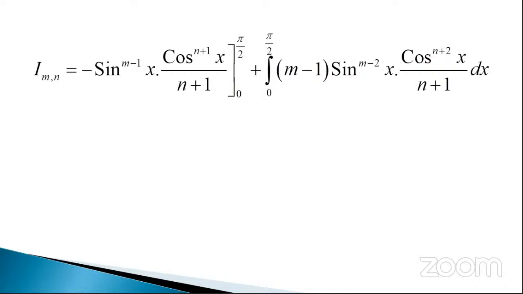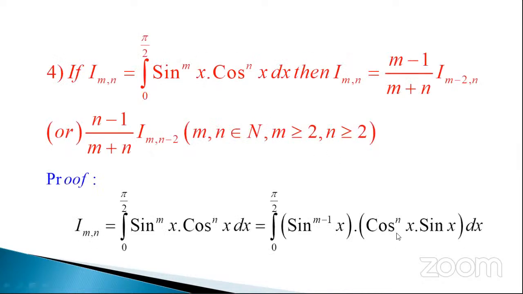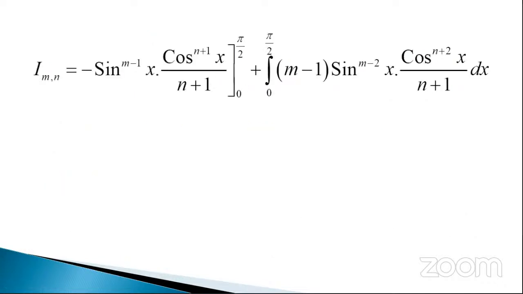Now, the integration: the first term is as it is, minus sine to the power of m minus 1 x into the integration of cos to the power of n x sine x, which is cos to the power of n plus 1 x by n plus 1, with limits 0 to pi by 2, plus the integral from 0 to pi by 2 of m minus 1 into the derivative of this function, m minus 1 into sine to the power of m minus 2 x, into the derivative of sine x which is cos x, cos x into cos to the power of n plus 1 x by n plus 1. But we have to write here n plus 2. Here the derivative of sine x is cos x. It means cos x into cos to the power of n plus 1 x equals cos to the power of n plus 2 x. Am I clear?